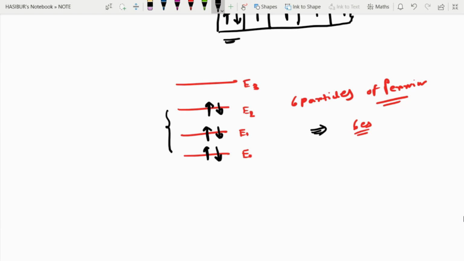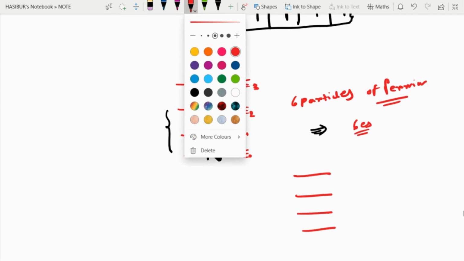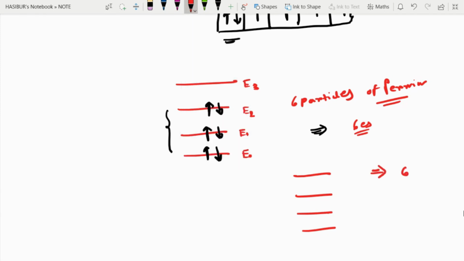Now do the same thing for bosons. So there are four labels. The condition is the same for both these systems, and we have six bosons. Now what will happen? Now all six bosons can take place here. In the ground state there is no such restriction.